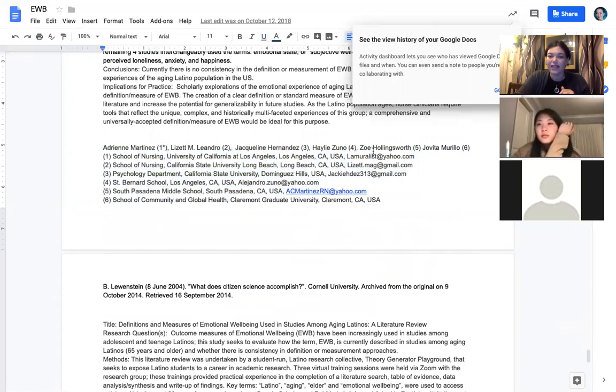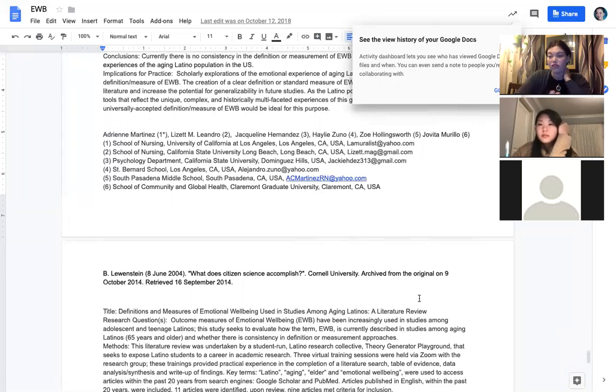You'll notice that Zoe is my daughter. You guys probably know her. Haley's another girl who goes to a private school, who's also, at the time, she was 14. Hovita is a PhD student. Lizette's getting her NP, nurse practitioner. Jackie is a master's of social work student. So we have people from all walks of life who do this kind of stuff.